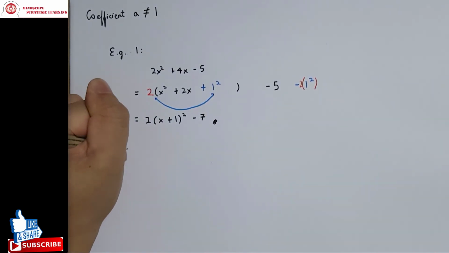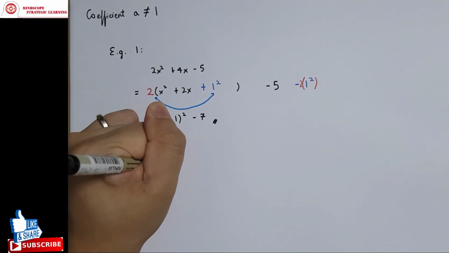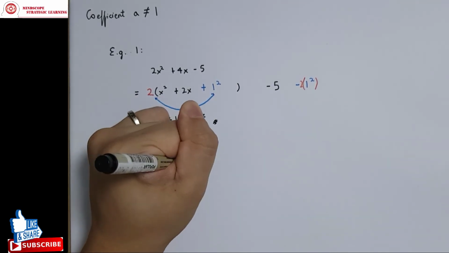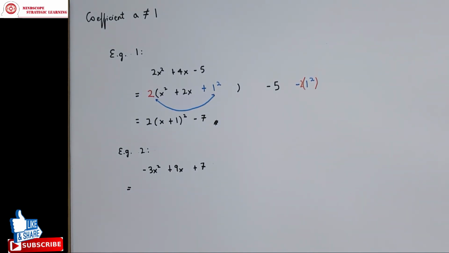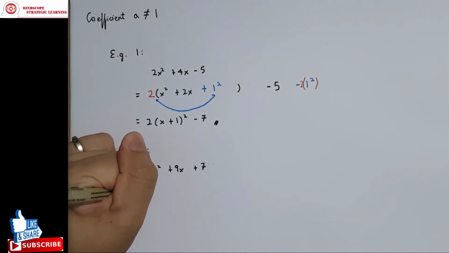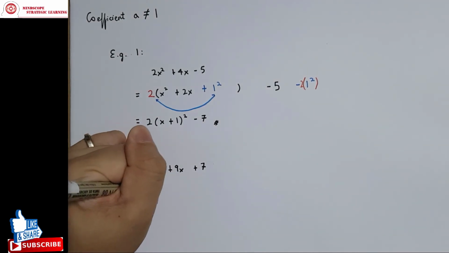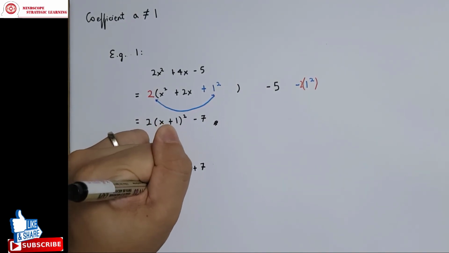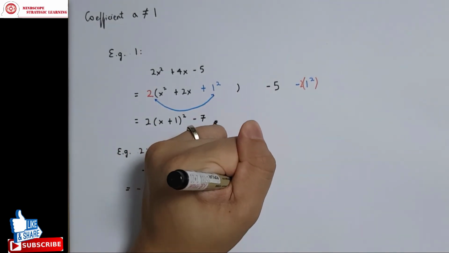Next we have our second example. We have minus 3x squared plus 9x plus 7. Again, similarly, we would first factorize out the coefficient. Now, we need to factorize out minus 3 because the x squared coefficient must be alone. So, we factorize out minus 3. And then we would have x squared minus 3x, we leave a big gap, and plus 7 is not part of the factorization, so we leave it far, far away, like so.